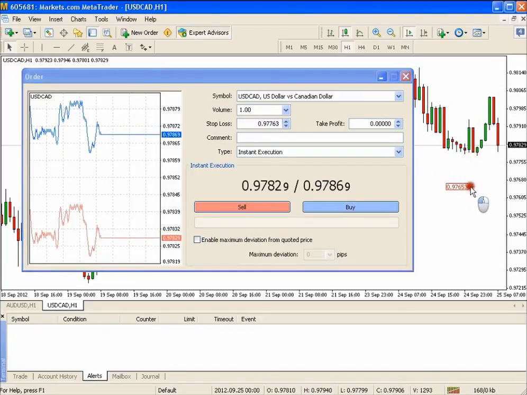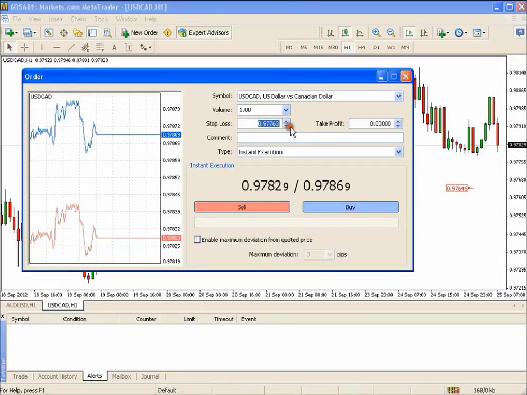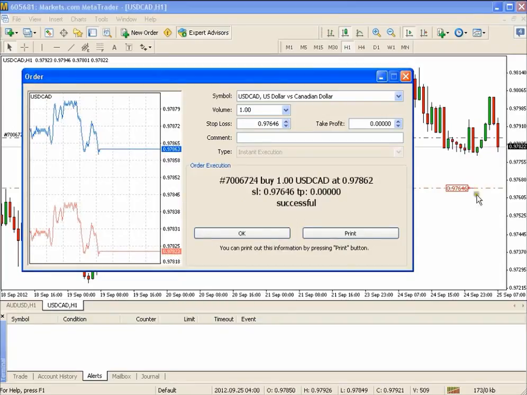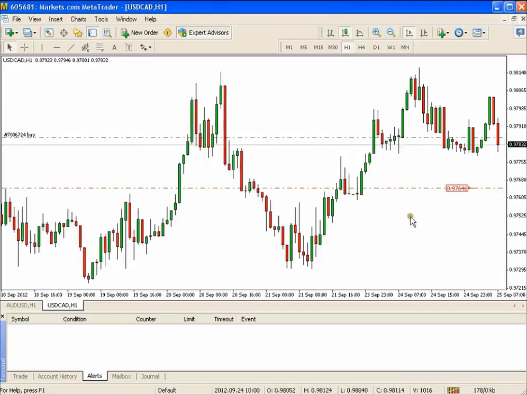If I were to move this one down, and let's say pick a value around there, and I'll type it in again, 0.97646. Now let's go for a buy. Let's see what happens. Now it's accepted because the stop loss is more than 80 points or 8 pips. Now 8 pips is very tight, so it's not like it's a big stop loss. It looks very big on this screen.